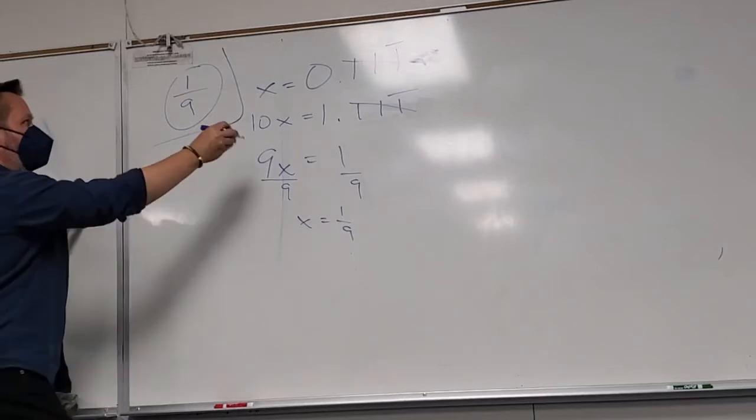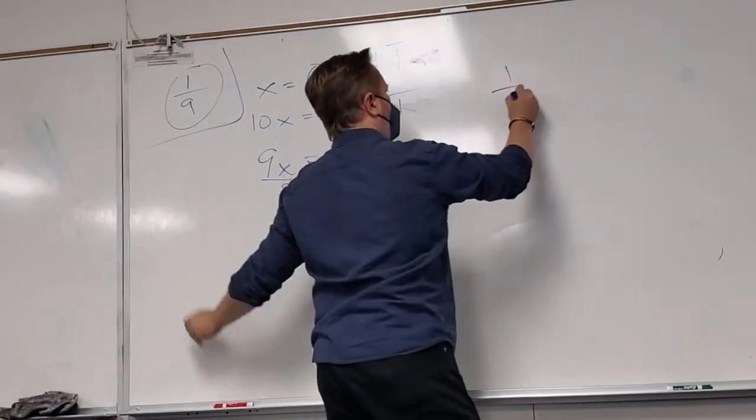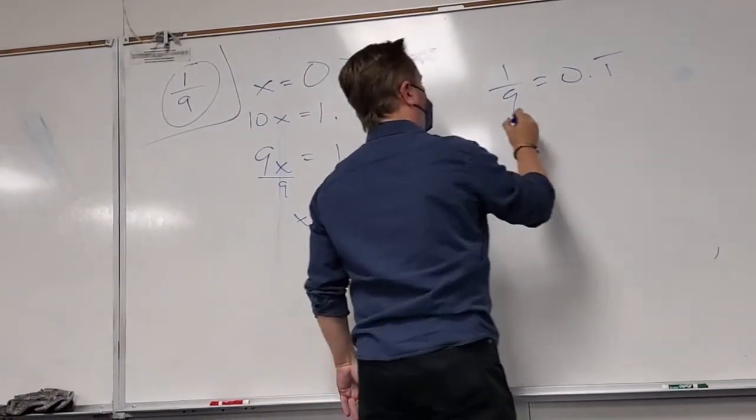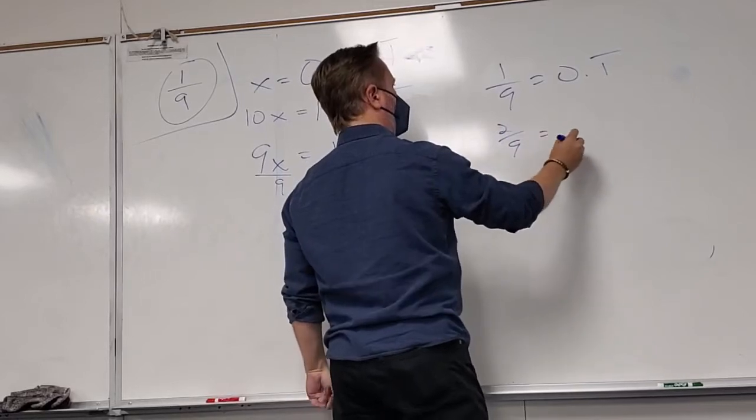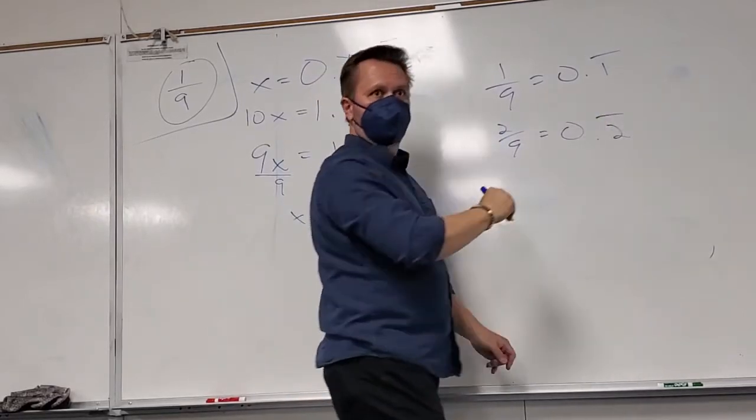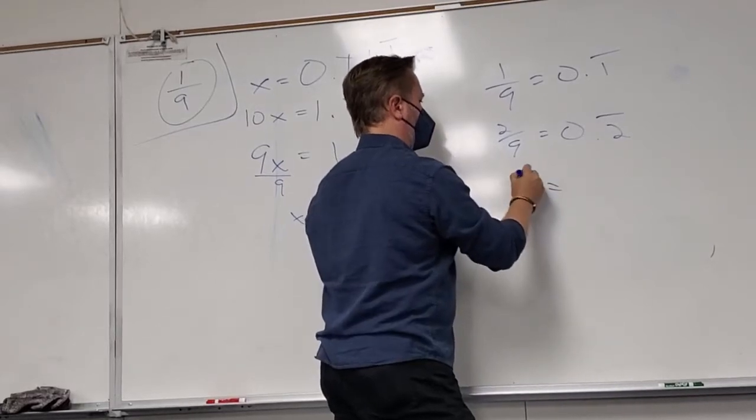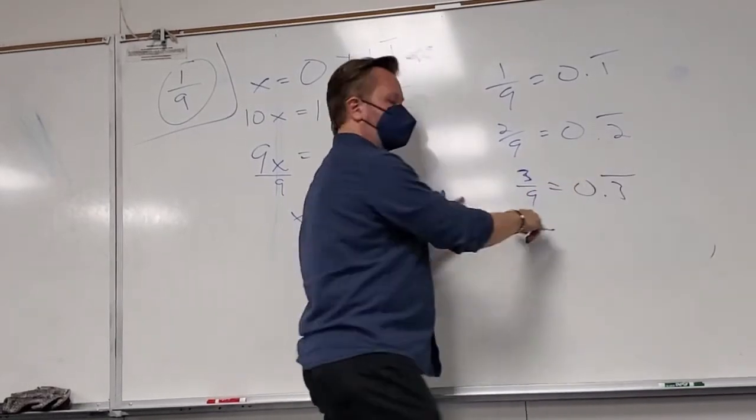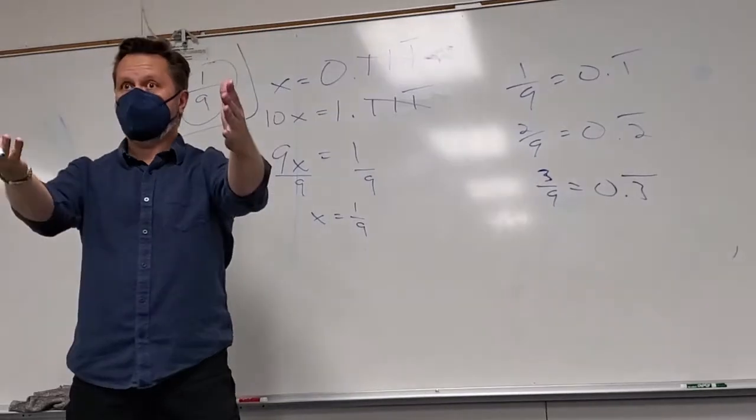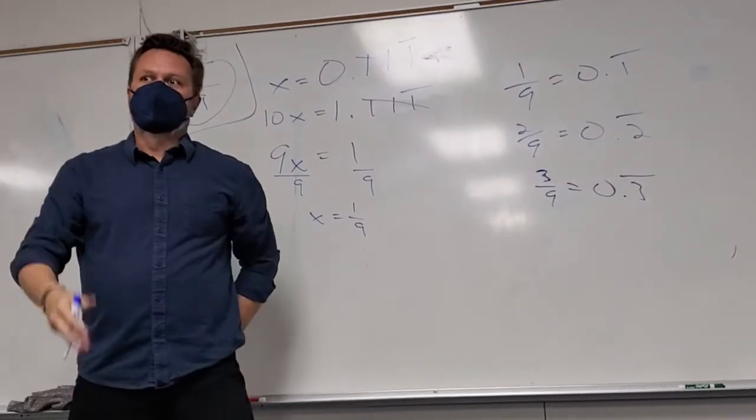Can somebody tell me, if 1/9 is 0.11 forever, what is 2/9? 0.22 forever, right? So what is 3/9? And what is 3/9 also known as? 1/3. You guys knew that, didn't you?